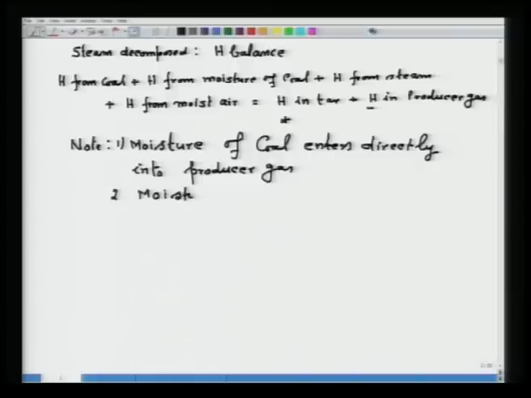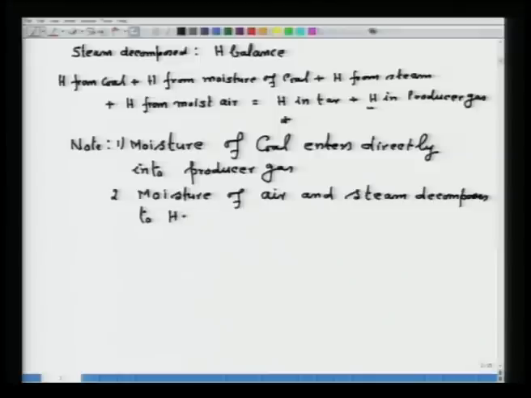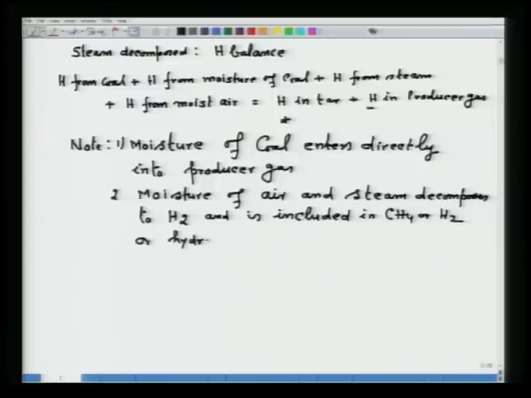Second important thing that you should note, that moisture of air and steam decomposes to hydrogen, and the hydrogen so produced is included in CH4 or hydrogen or other hydrocarbons if they are present.